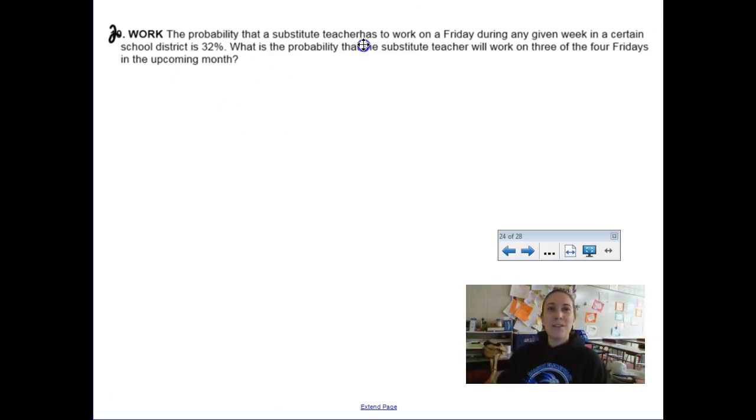All right, so the probability that a substitute teacher does get a job on Friday is 32%. That's what they're calling the probability of success, because you want to get hired for a job if you're a substitute teacher. What is the probability that the teacher will work on 3 out of the next 4 Fridays? So the number of trials is 4. Out of those 4 trials, they're wondering what's the probability of 3 successes.